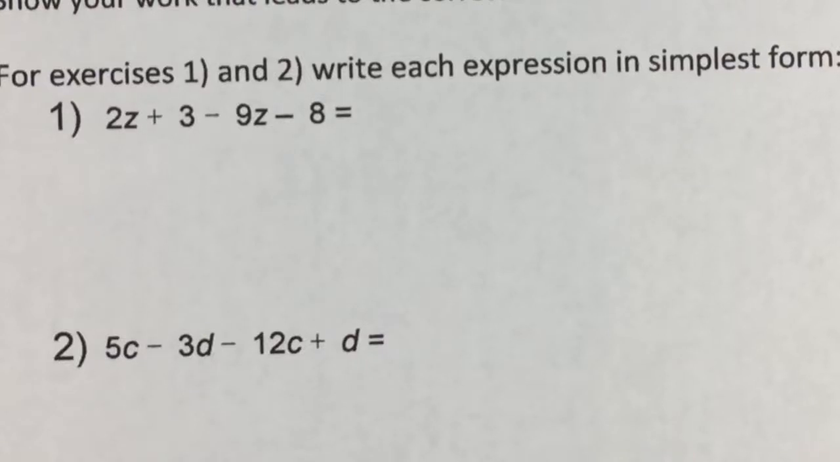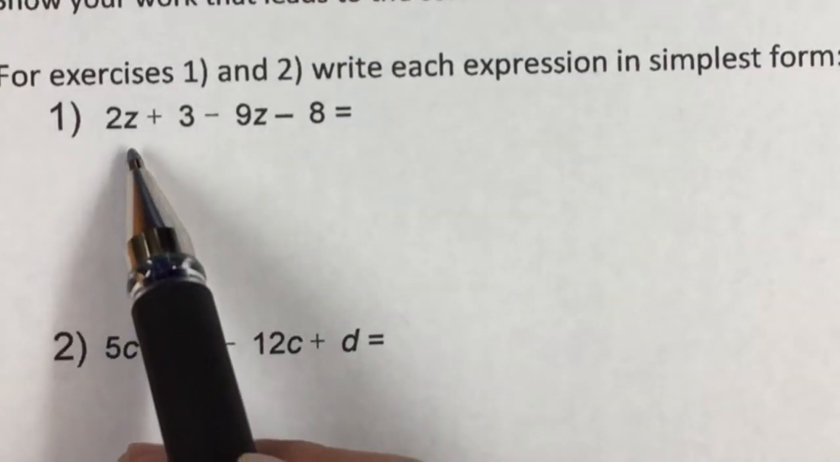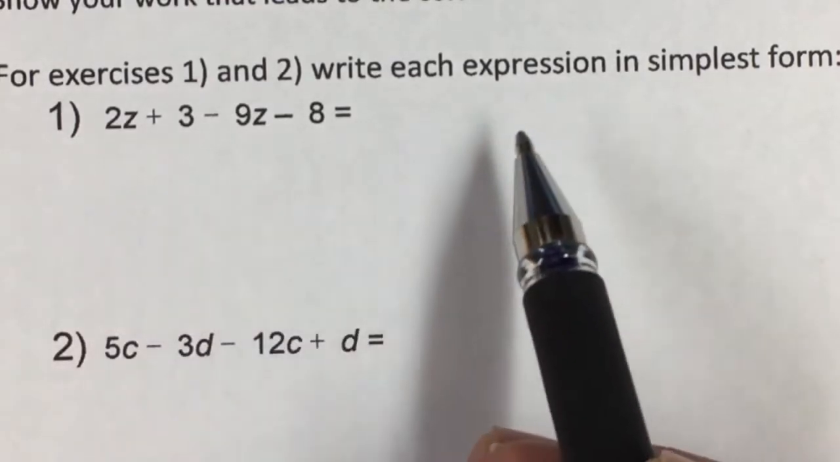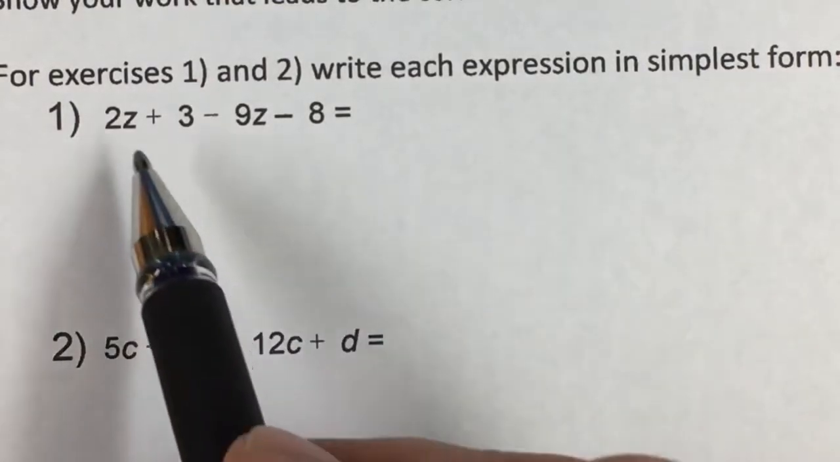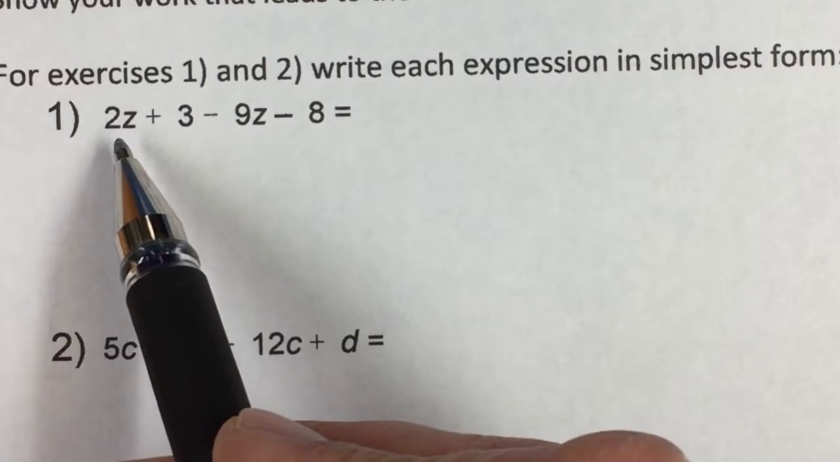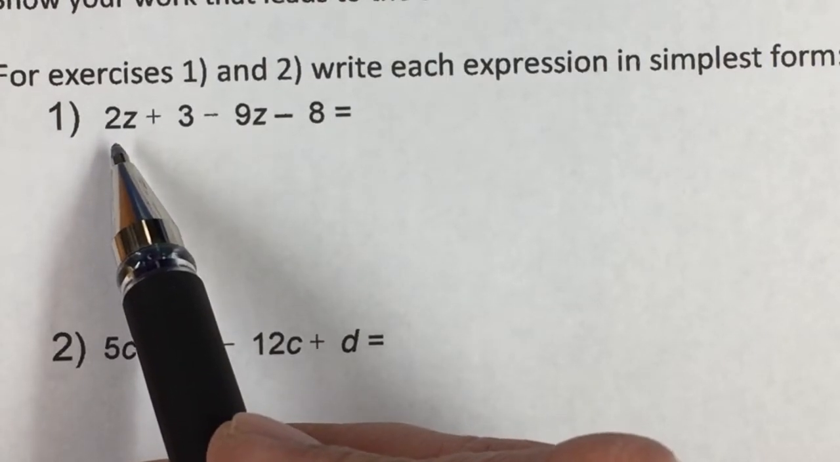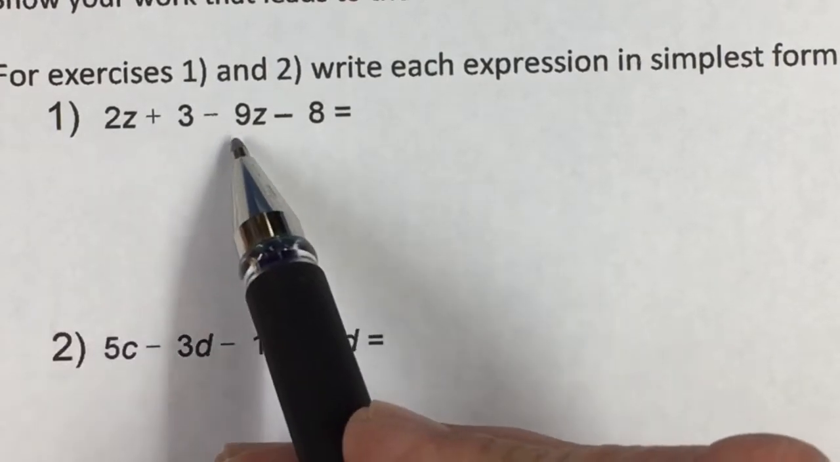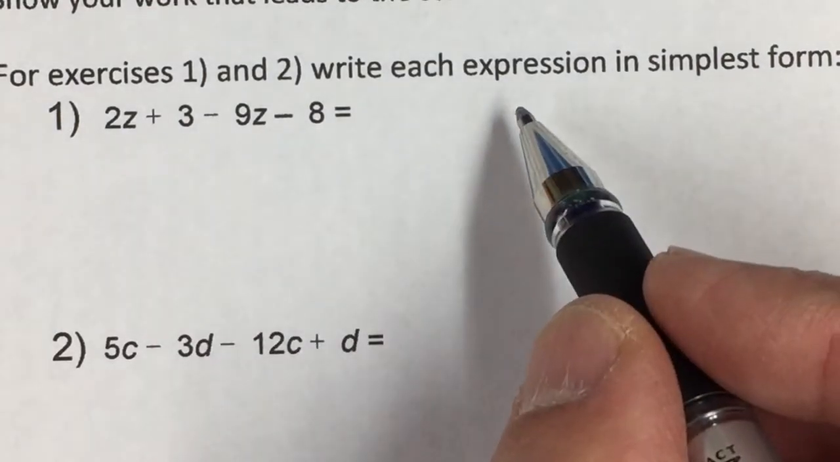This is a review for the test about simplifying, adding, subtracting, and factoring linear expressions. So I have an example here in this exercise. Write the expression in simplest form. So what does it mean? I have to combine like terms. Like terms are 2z and negative 9z, and I have to add them up.